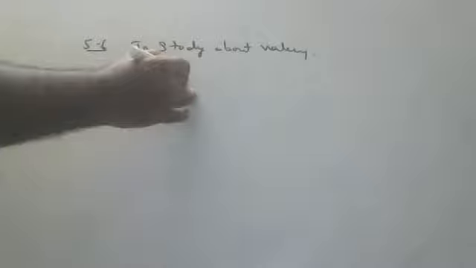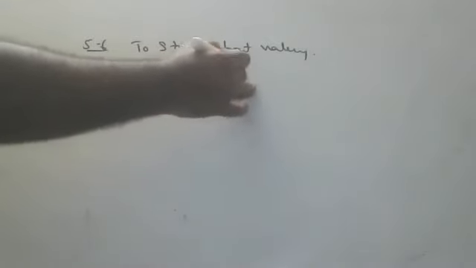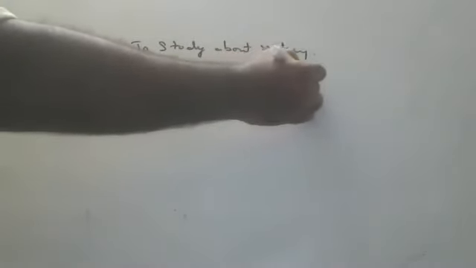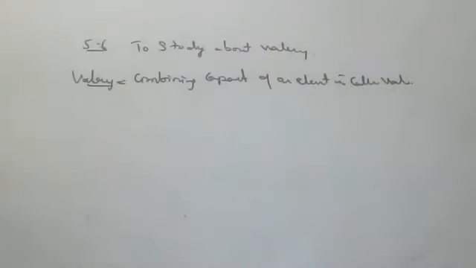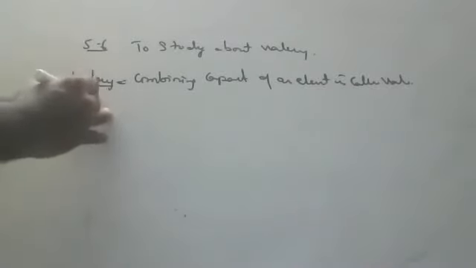Combining capacity of an element is called valency. You should remember, children, one more question they ask in the board exam. Combining capacity of an element is called valency. How do you calculate valency?